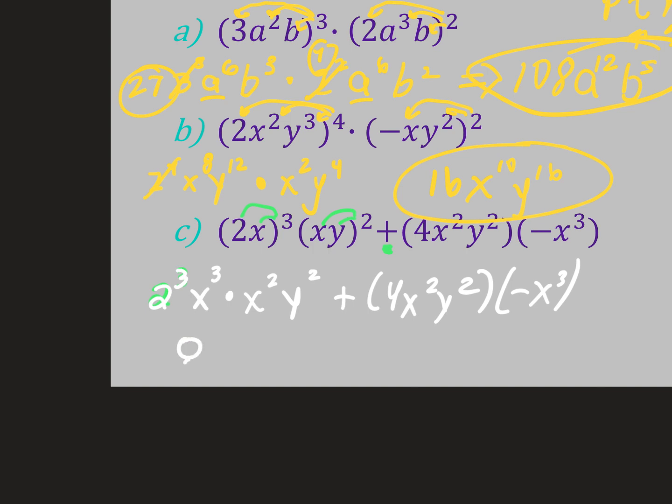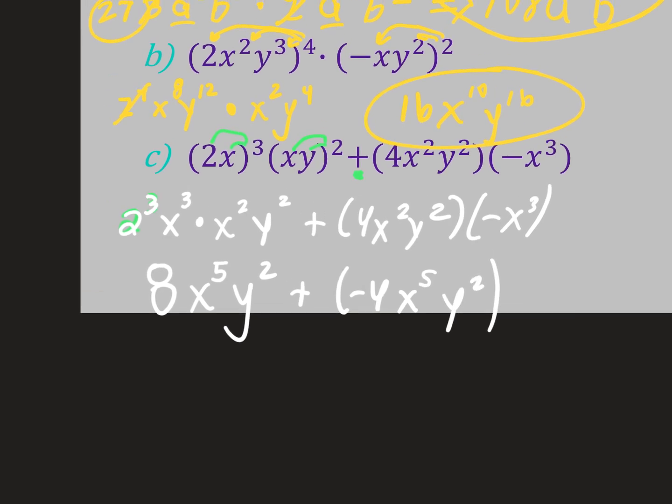2 cubed is 8. Same base of x's. I have x to the 3rd, x to the 2nd. I'm multiplying, so I'm going to add those together. And then I have my y squared. And then over here, I'm going to go ahead and multiply. So 4 times negative 1 is going to give me negative 4. I have my x's, the same base. We're going to add exponents. 2 plus 3 is 5. And then I have y squared.